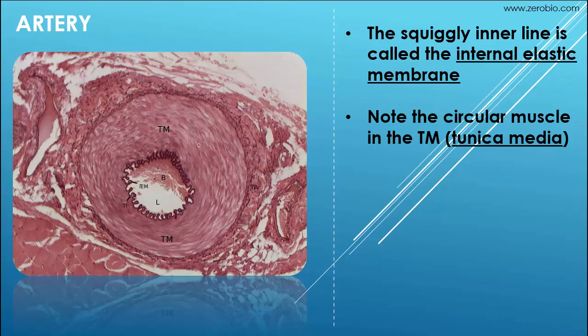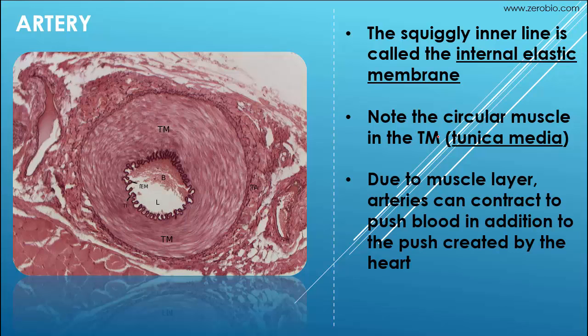Now, you've already written about that. I've added the word circular muscle. And because of that muscle layer, arteries can contract to push blood, and that's in addition to the push that is created by the heart. So, of course, the heart beats and pumps the blood. But imagine, as that blood travels through a lot of arteries, it might slow down. Arteries can contract and force the blood even further.